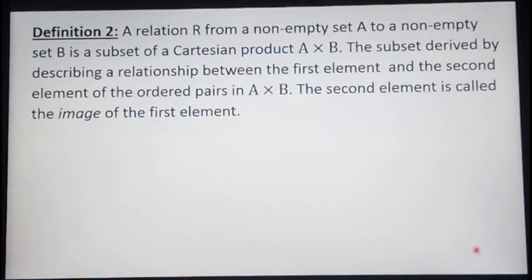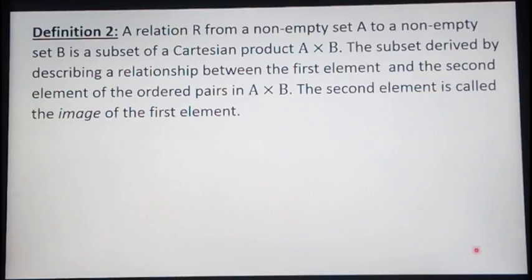A relation R from a non-empty set A to a non-empty set B is a subset of the Cartesian product A cross B. The subset is derived by describing a relation between the first element and the second element of the ordered pairs in A cross B. The second element is called the image of the first element. So whenever we find A cross B, out of the total elements we derive some elements as a set, and that is called relation R from set A to set B, where the second element is taken from B. It is called the image of the first element, which is taken from set A.